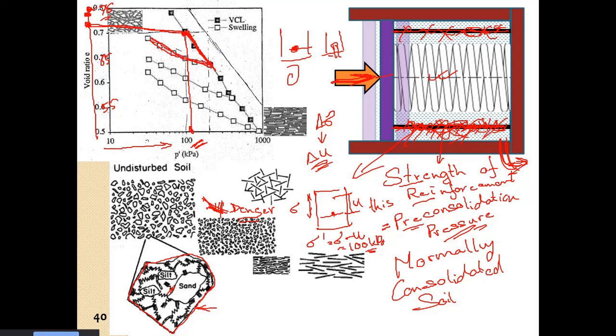Now again, if we load, the compression will be like this up till it reaches this point. So now there will be a new set of reinforcement in the soil which has a higher pre-consolidation pressure. As soon as it reaches this, again it will start behaving as a normally consolidated soil, and it will trace through this curve.